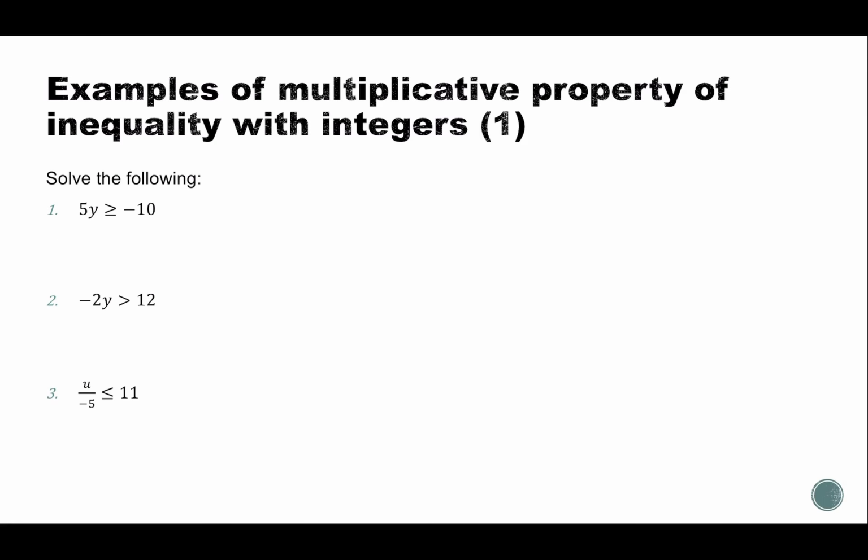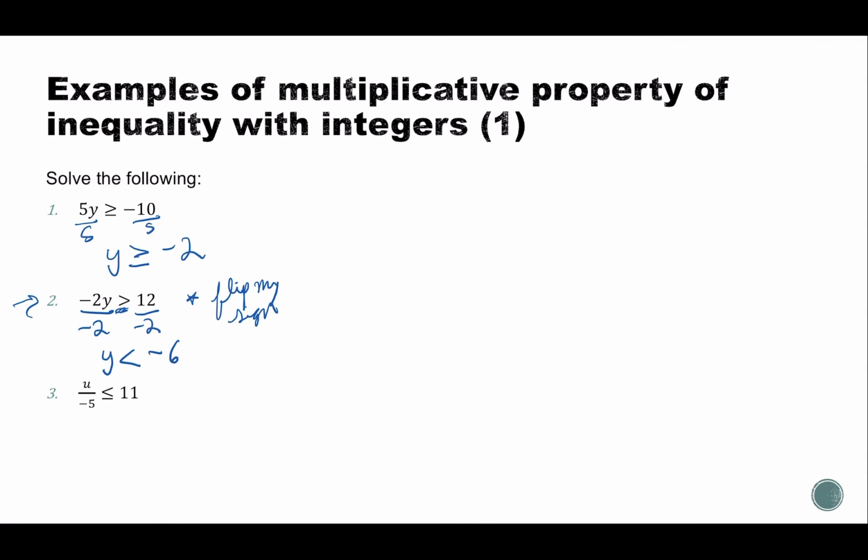I have 5y is greater than or equal to -10. I divide both sides by 5 to get y by itself. So I get y is greater than or equal to -2. For example 2, I have -2y is greater than 12. So I'm dividing by a negative, which is like also multiplying by a negative, right? They go together. This means I need to flip my sign. I have to flip my sign if I'm multiplying or dividing by a negative number. So I'd get y, instead of greater than, is less than -6.